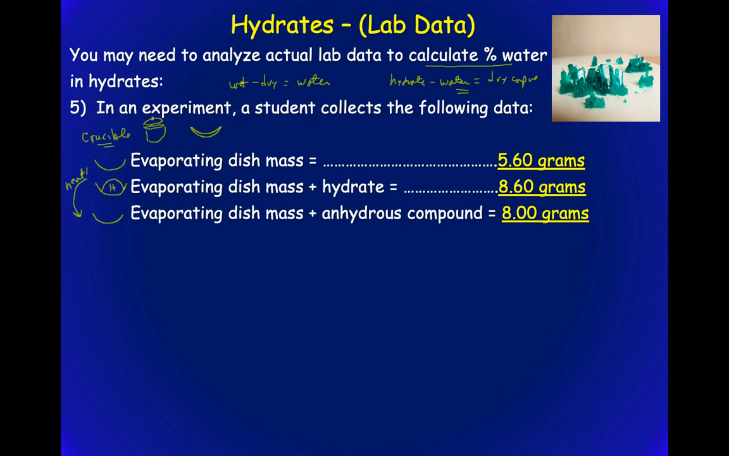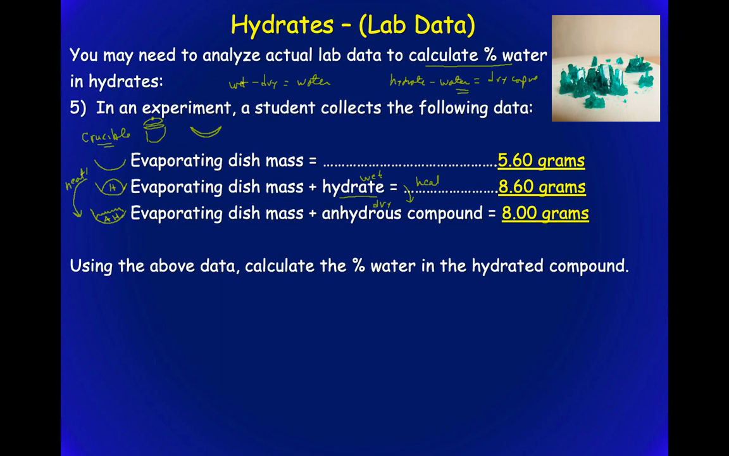Sometimes they tell you this, sometimes they don't. And now you're going to get this new anhydrous. So the hydrate is here, the anhydrous is there. Notice that this is the wet salt, this is the dry, because you heated it. You heated from here to here, you added heat. So you can see the mass gets lighter. So the question becomes, using the above data, calculate the percent water in the hydrated compound.